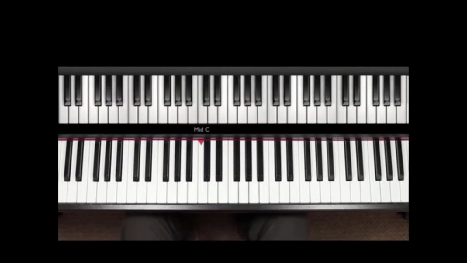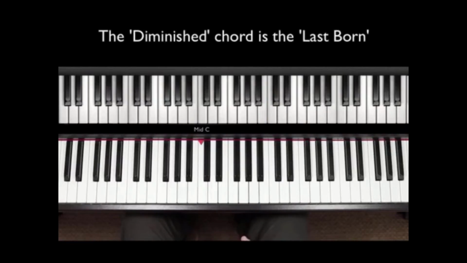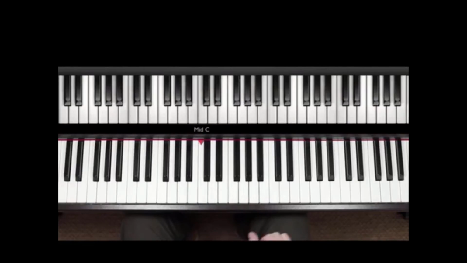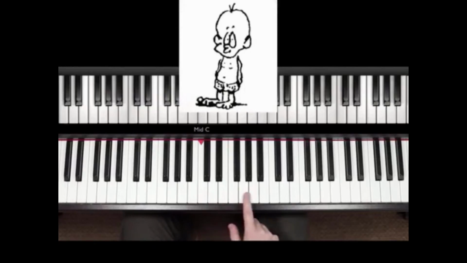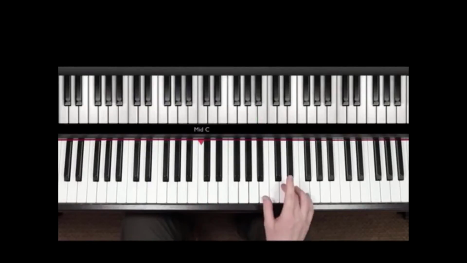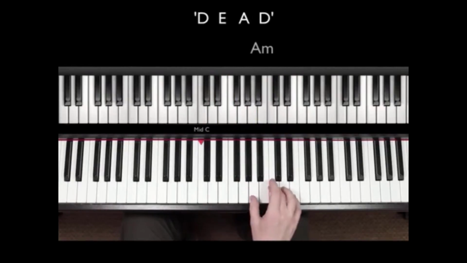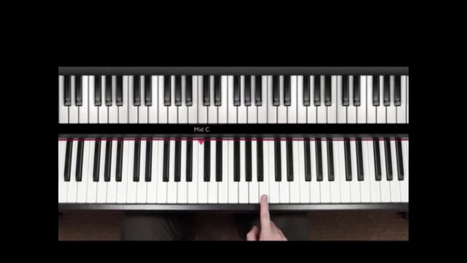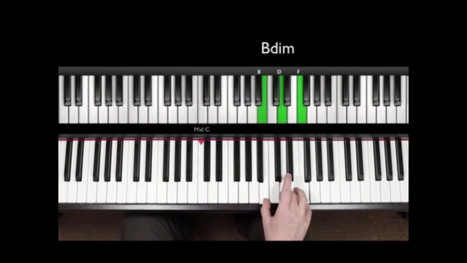And then remember that the diminished chord is the last one in the scale. So let's say we could call it the last born, the baby of the family. It's diminished, it's small, okay? The baby of the family. So last born, just before you get back to C, is the B diminished. So remember the word dead, D minor, E minor, A minor, D, E, A. And then the diminished chord, the last born of the scale, B diminished.